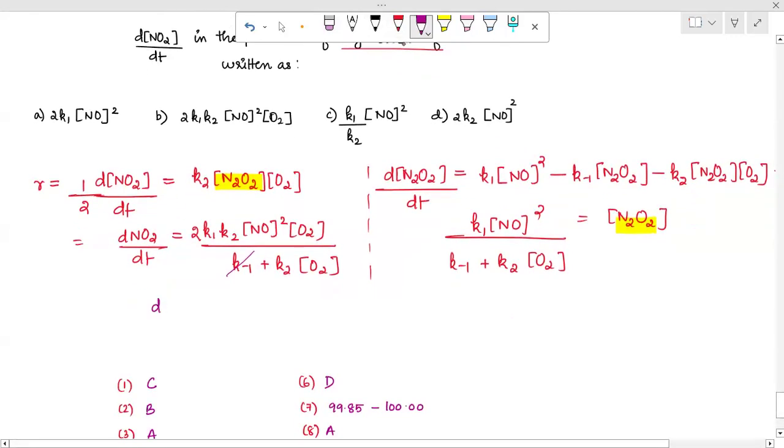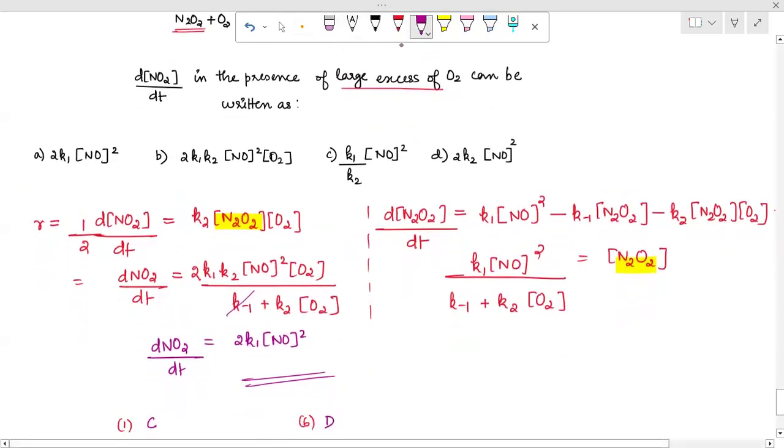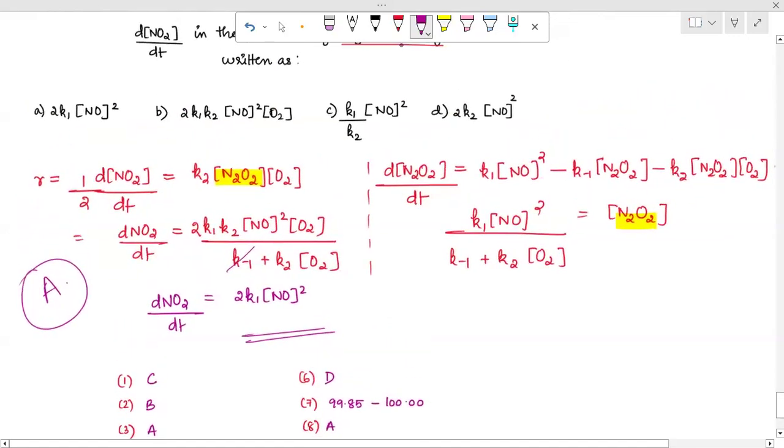So if that is the case, dNO2 by dt becomes 2 K1 K2 NO squared into O2 divided by K2 O2. Now O2 is there in the numerator and in the denominator, and K2 is there in the denominator and in the numerator. So overall, what we are getting is 2 K1 NO squared. Let's see if we have an option. 2 K1 NO squared, option A. Correct.